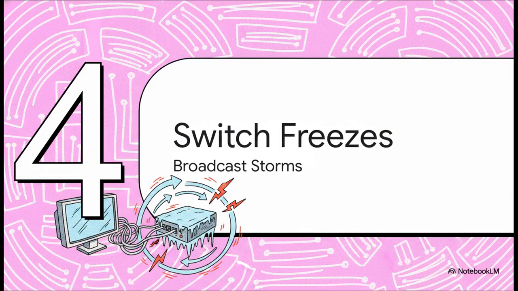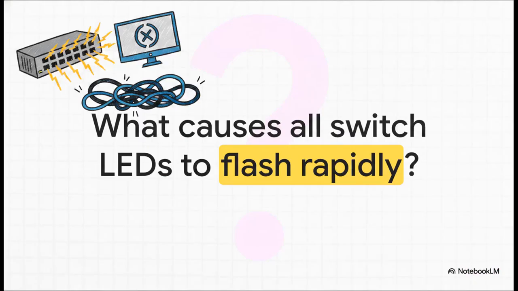All right, on to our second major threat, part 4, switch freezes. Let's test your instincts with a really common, highly destructive field issue. You walk into a client's IT area, you look at their 8-port desktop network switch, and you notice all of the LED link lights are just flashing frantically at the exact same time. The internet is completely down. What do you think is the most likely cause of this total chaos?